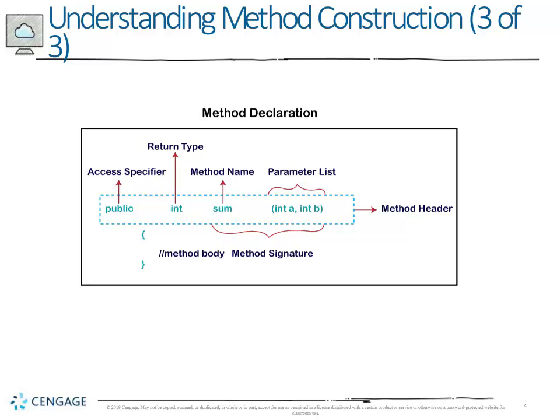Then after the method header, we have the method body. It is a part of the method declaration. It contains all the actions to be performed. It is enclosed within a pair of curly braces.